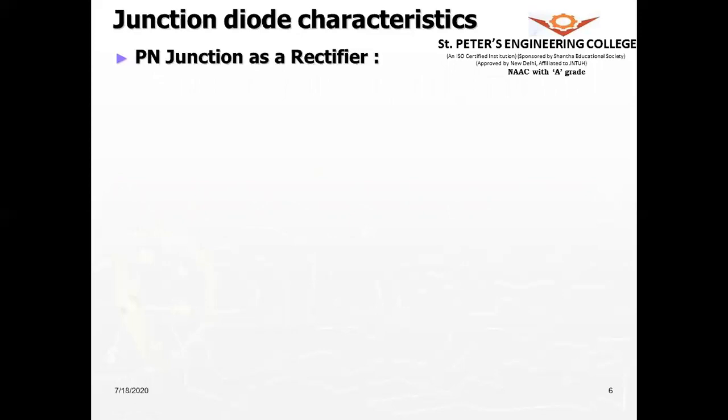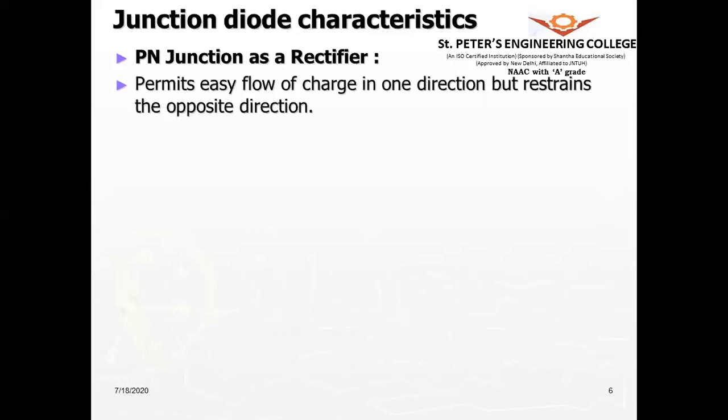Now, how can we use this PN junction as a rectifier? As we can see, the diode permits the flow of charge in only one direction, but does not allow it in the other direction. Therefore, this ensures that we can use this junction diode as a rectifier.